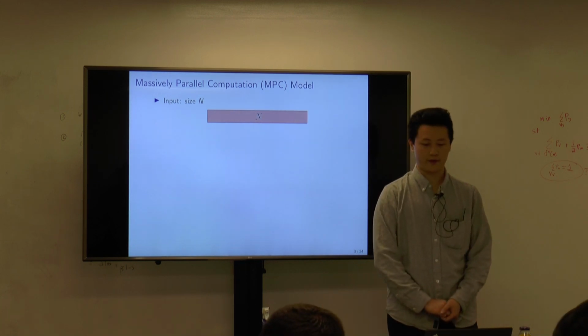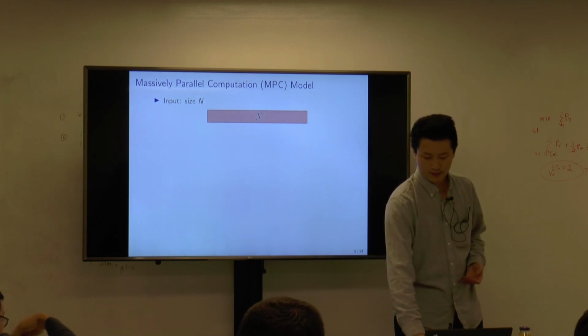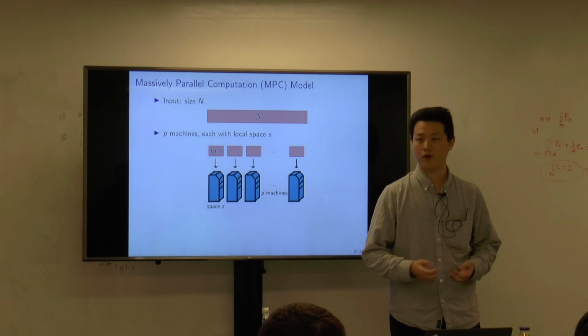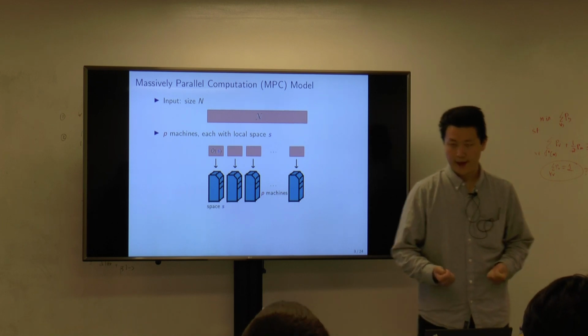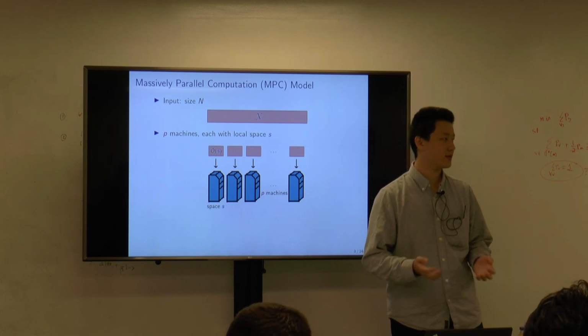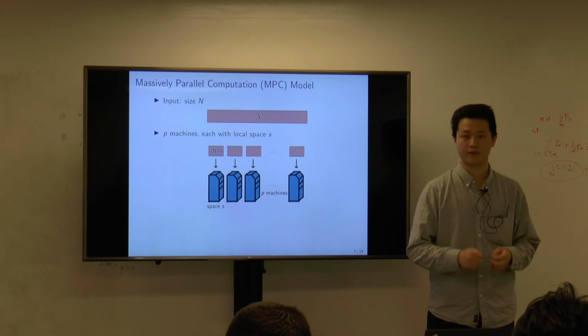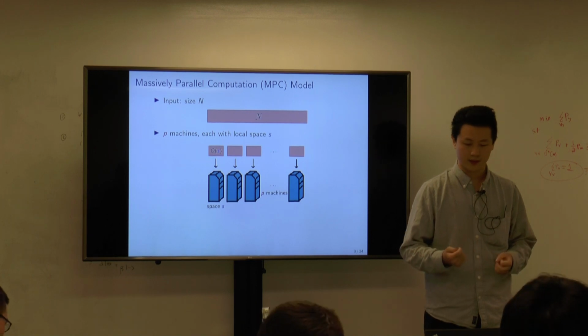So you have input data, which has size capital N. In your system, you have P machines, each with some local memory of size S. Before the computation, the input data is arbitrarily partitioned among these machines, so each machine just holds a part of the input data with size at most order S.